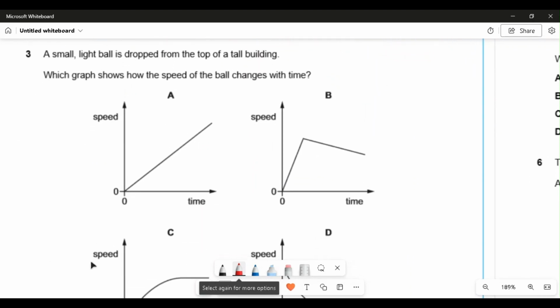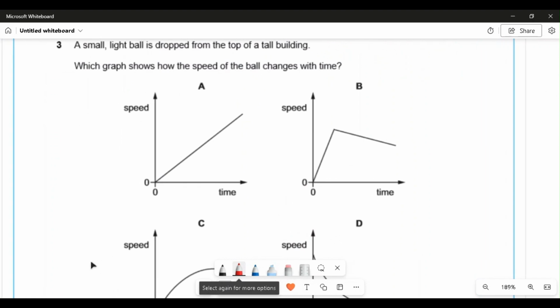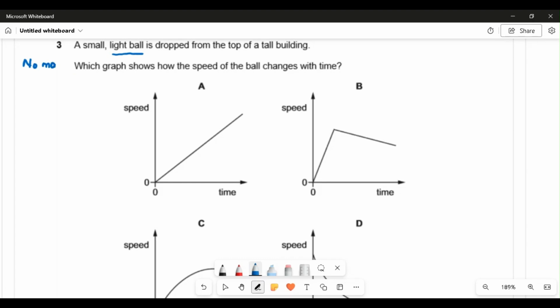Question number 3 is showing us four different graphs and is about a small light ball. The word light here is very important because it shows that the mass is negligible. We are considering an object with very small mass, like a feather. It is dropped from the top of a tall building. Which graph shows the speed of the ball changing with time?